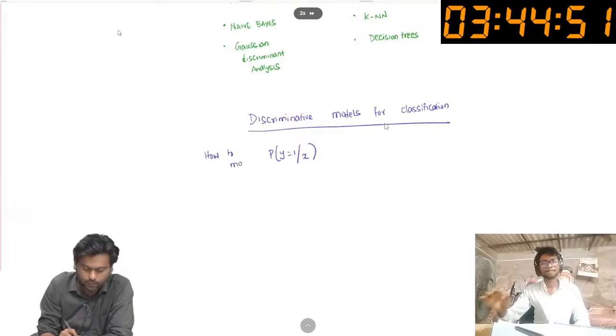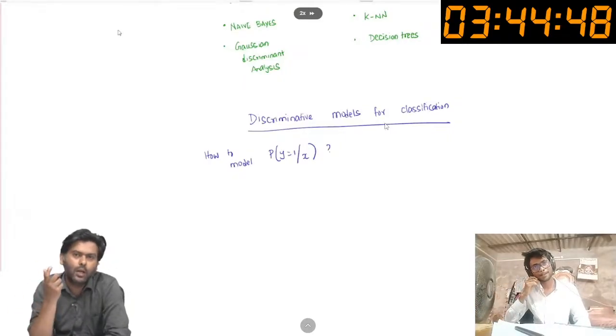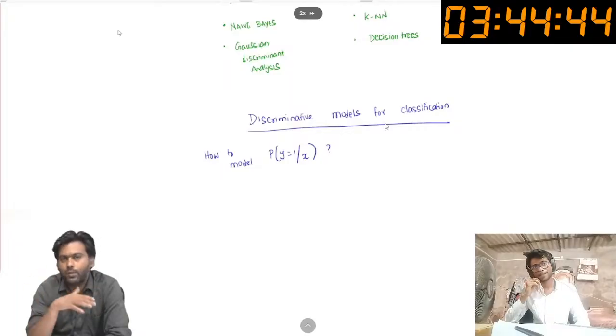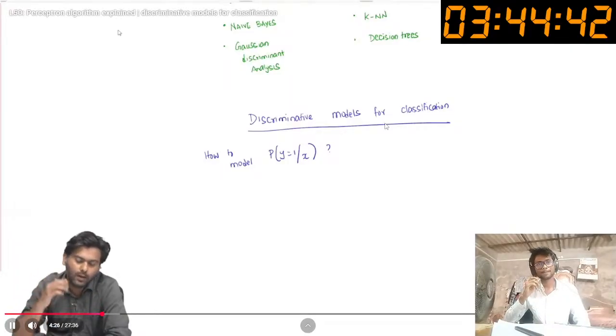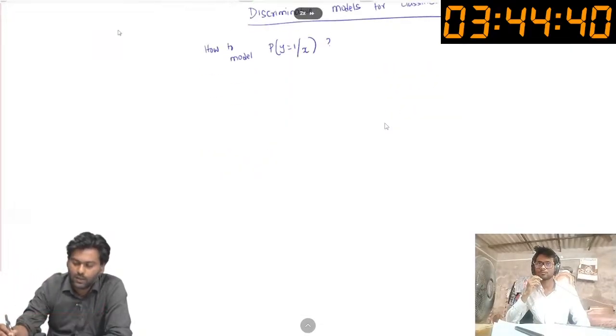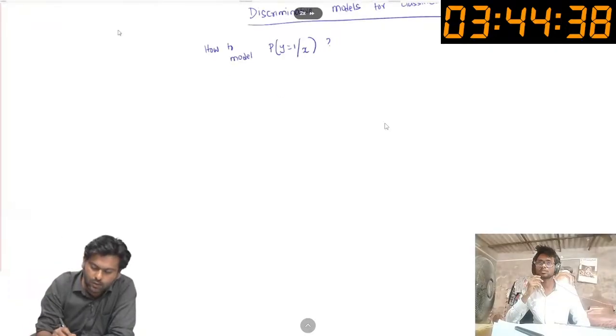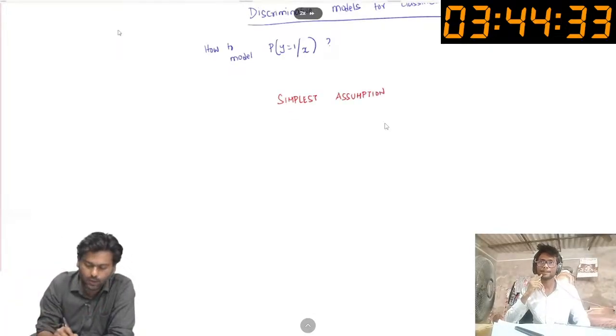So the question we ask is how to model p of y given x. You are given a feature, and we want to be able to discriminate whether this feature is in class 1 or class 0. So we want to make some assumptions about this discriminating power: what is the functional form of this discriminator? The simplest assumption that we can make is that it's a linear function. What does that mean? That means the following. This is the simplest assumption, and yes, this is an assumption that we are making on how the data is generated.